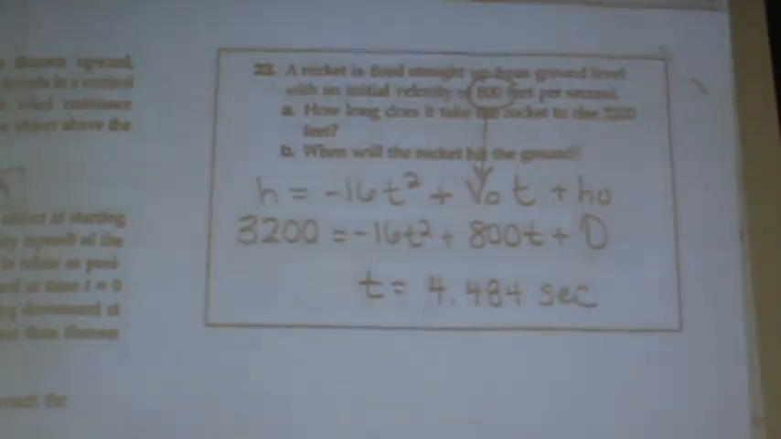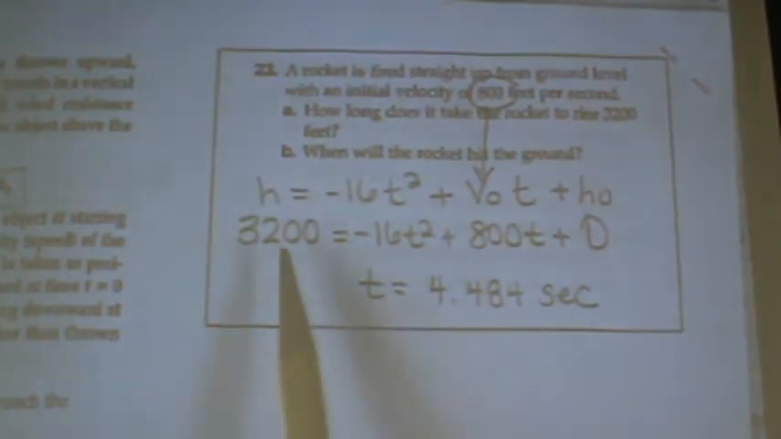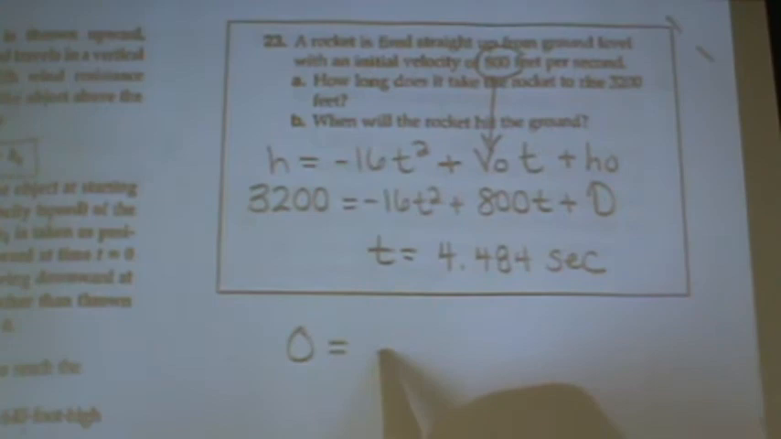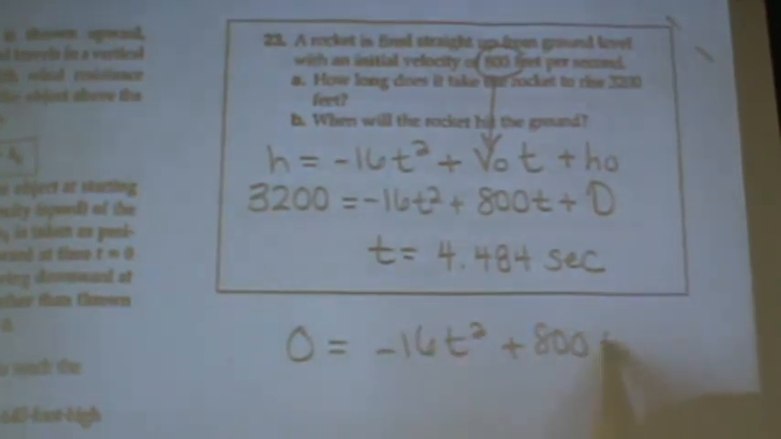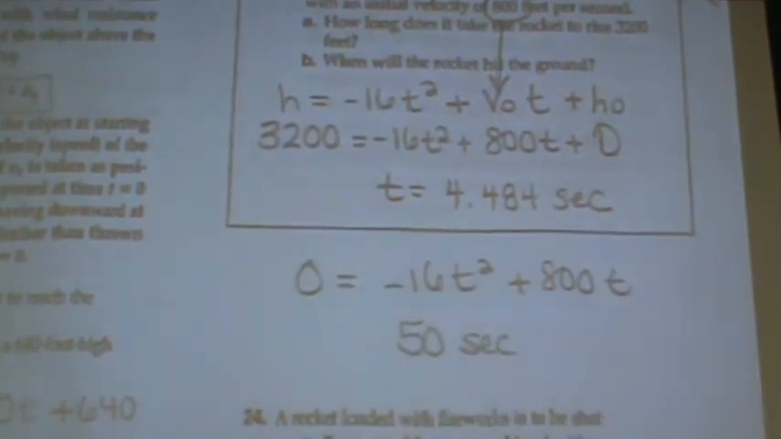Then the next one for B, when will the rocket hit the ground? You're going to do the same problem, but instead of 3,200, you're going to put a 0 here. So 0 equals negative 16t squared plus 800t. How do you find this answer? You can plug this into your calculator, and you're going to get 0 and 50. So at 0 seconds, it's on the ground, and at 50 seconds, it's on the ground.